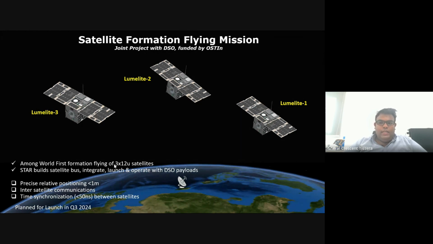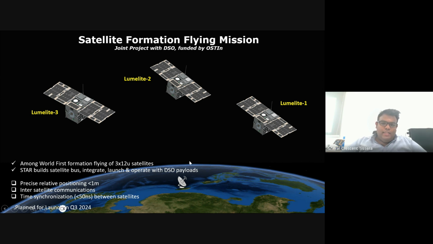Lumelite 1, which does not have a propulsion system, is referred to as the leader of the formation. Next, we have Lumelite 2 and 3, which actually carry a propulsion system to follow the leader in the formation, and therefore they are known as the followers of the formation.